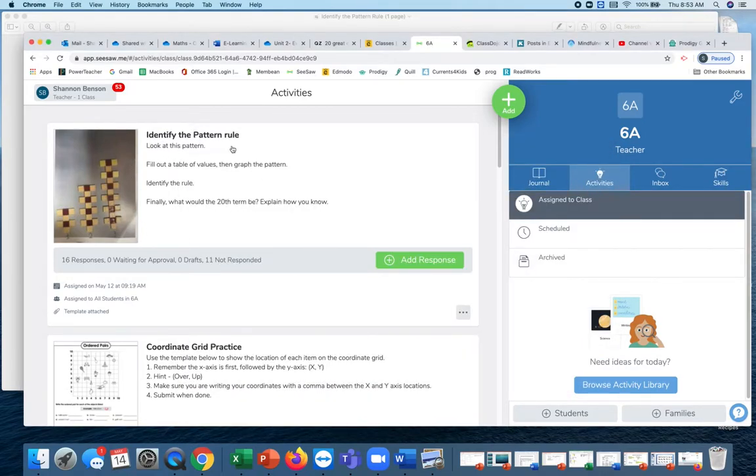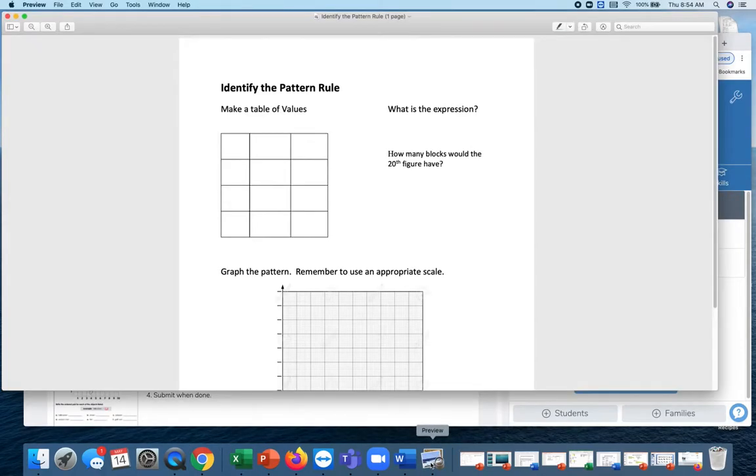Okay. So first of all, this was what you were supposed to do: identify the pattern rule. This is on SeeSaw. It was due yesterday morning, so I assigned this on Tuesday. You need to look at this picture. Some people just made up random patterns. You have to count this. Figure one has 1, 2, 3, 4, 5, 6, 7, 8. Okay? 8 blocks in figure one. How many in figure two? So this is the question.